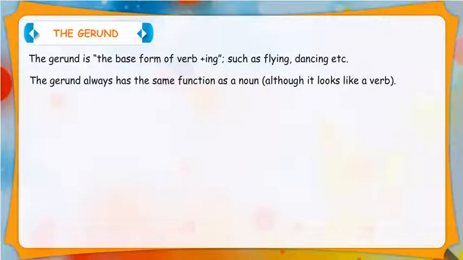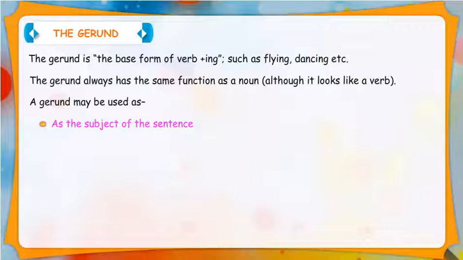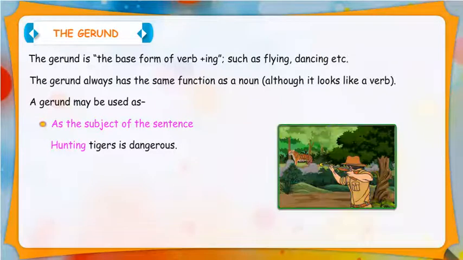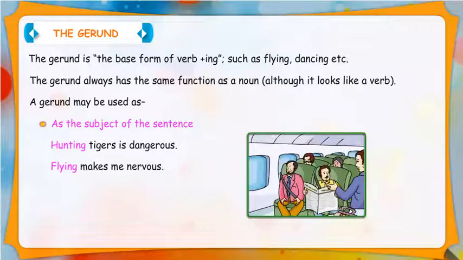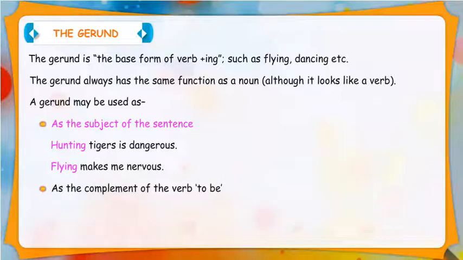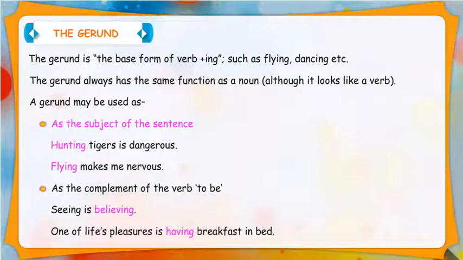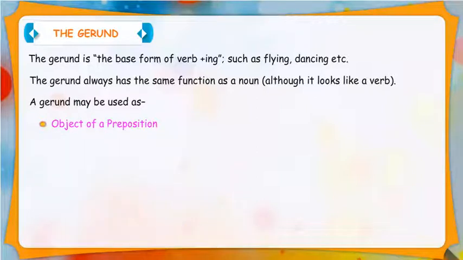The gerund. The gerund is the base form of verb plus ing, such as flying, dancing, etc. The gerund always has the same function as a noun, although it looks like a verb. A gerund may be used as the subject of the sentence. Hunting tigers is dangerous. Flying makes me nervous. As the complement of the verb to be. Seeing is believing. One of life's pleasures is having breakfast in bed.